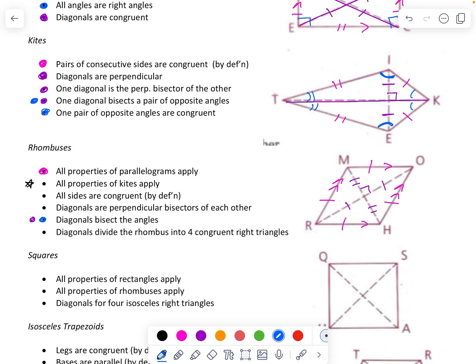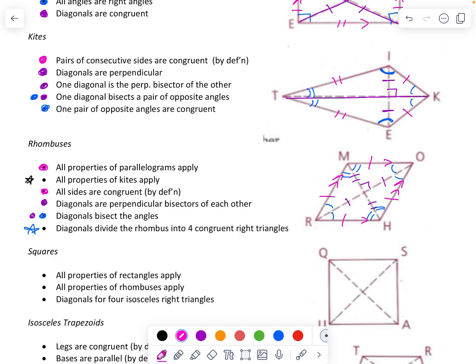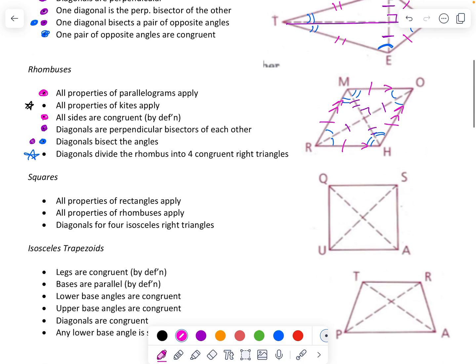So we have these bisect. Actually, they bisect both. Let's mark those. Yes, because the diagonals are going to divide the rhombus into 4 congruent right triangles. And that's what we have there. You can see by all the angles marked, all the sides marked, the right angles, they are 4 congruent right triangles.